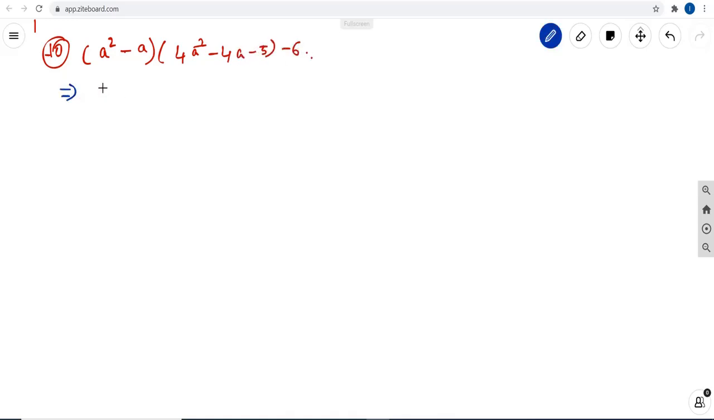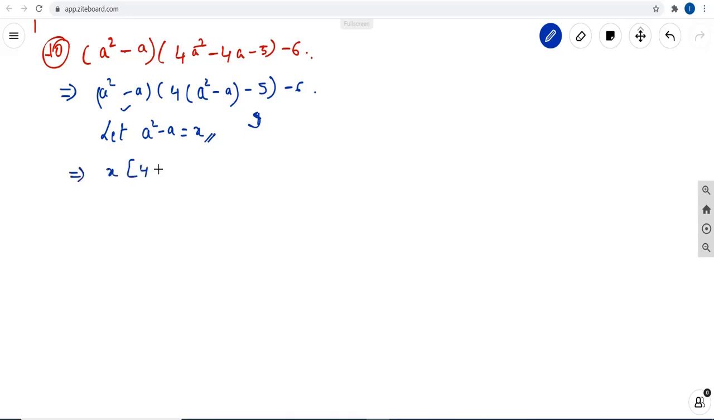Anything can we take common here? So a square minus a. Okay, so here I can take it common as 4. If I take common 4, so what will be? So this becomes a square minus a minus 5, minus 6. So next step is, let a square minus a is equal to x. Okay, so this one we will substitute in this equation. So this equation becomes x into 4x minus 5, close the bracket, minus 6.